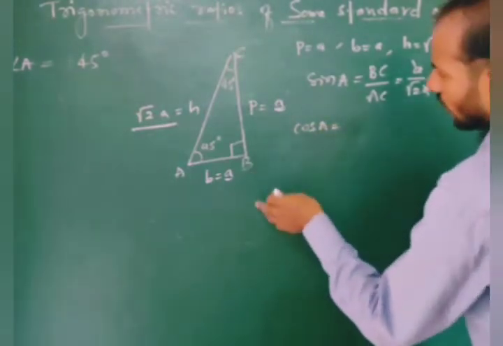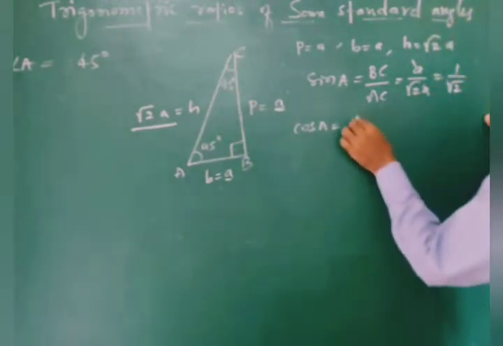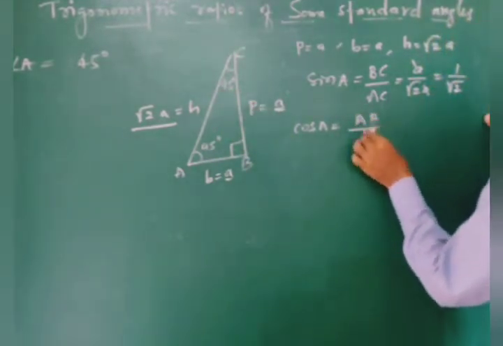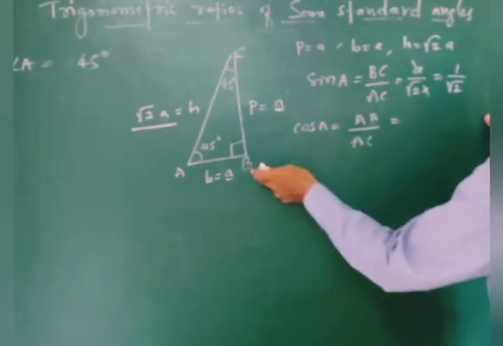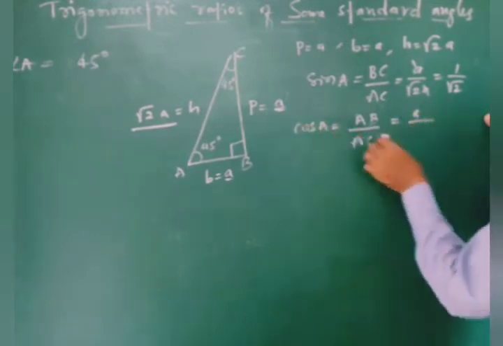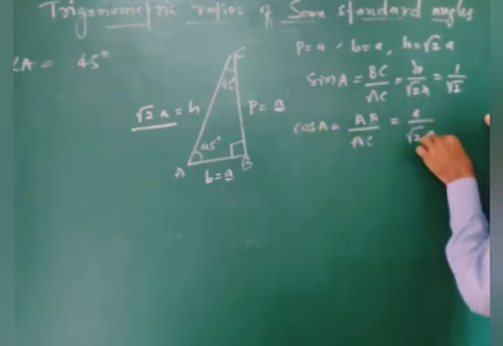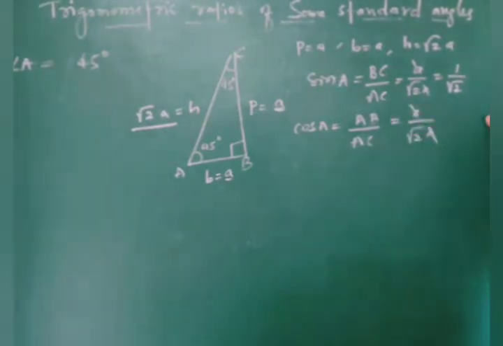Cos A, ratio of cos A is base by hypotenuse. That is AB by AC. Here AB value is A and AC value is root 2 by A only. What we get here? Again A gets cancelled. Only 1 by root 2 remains.